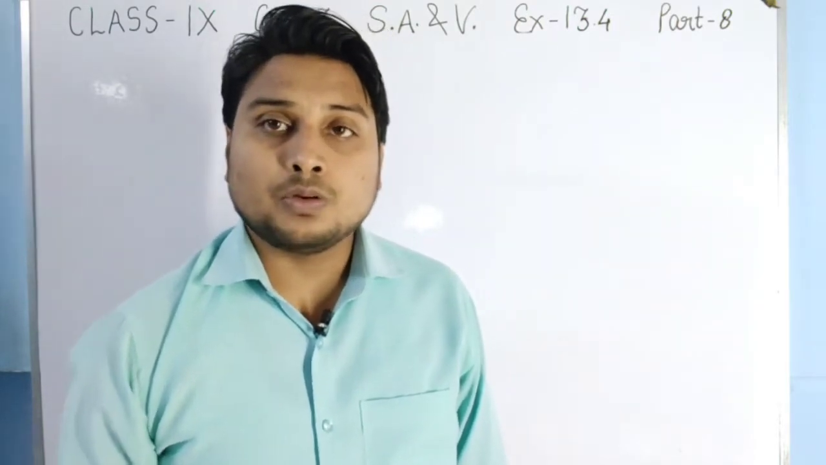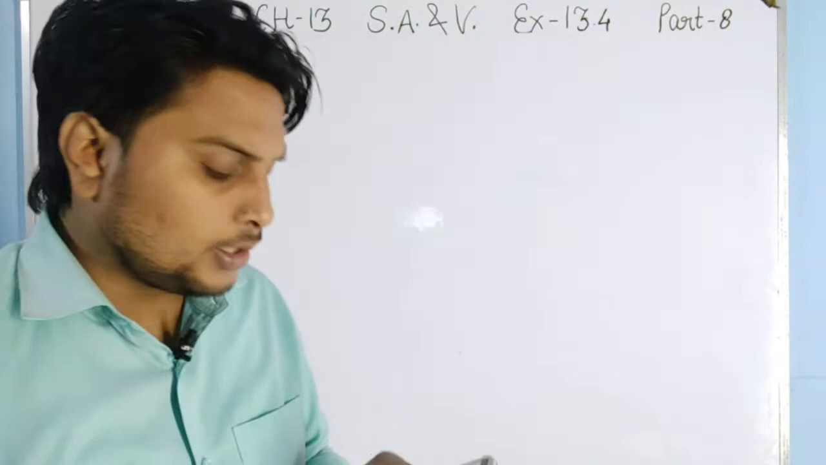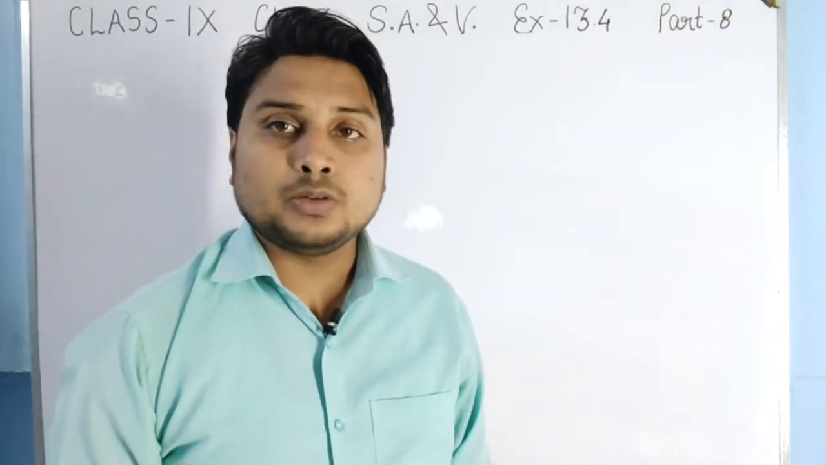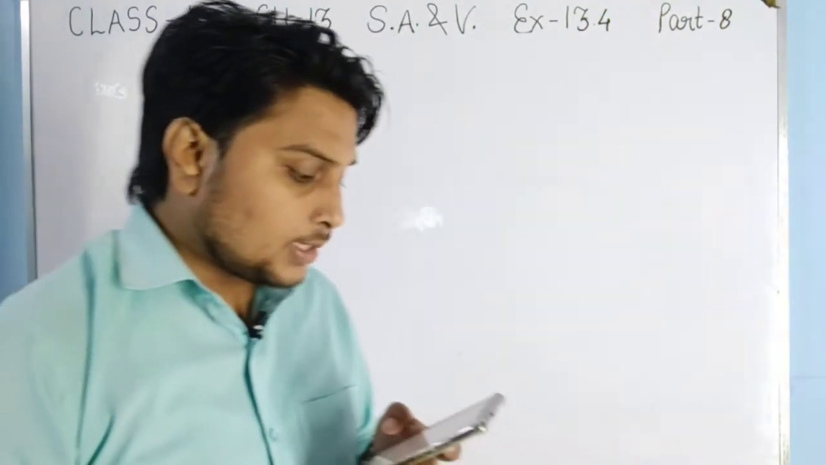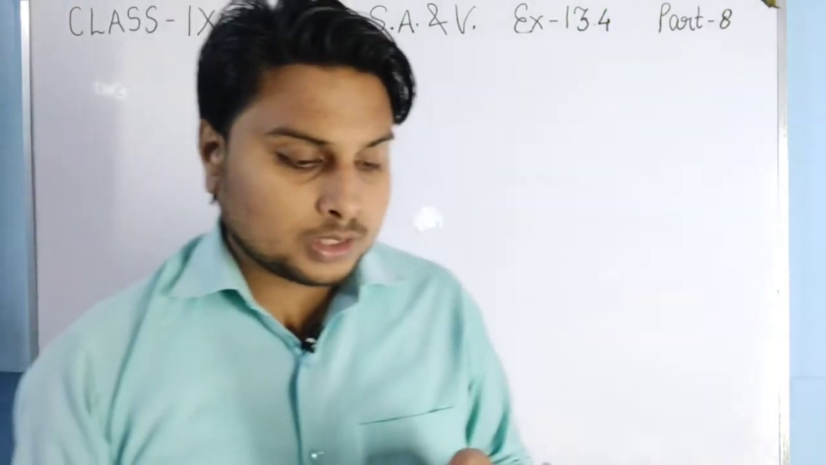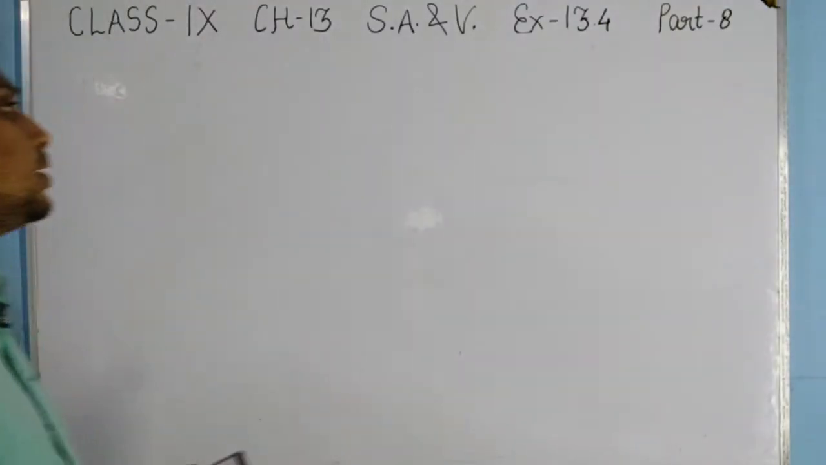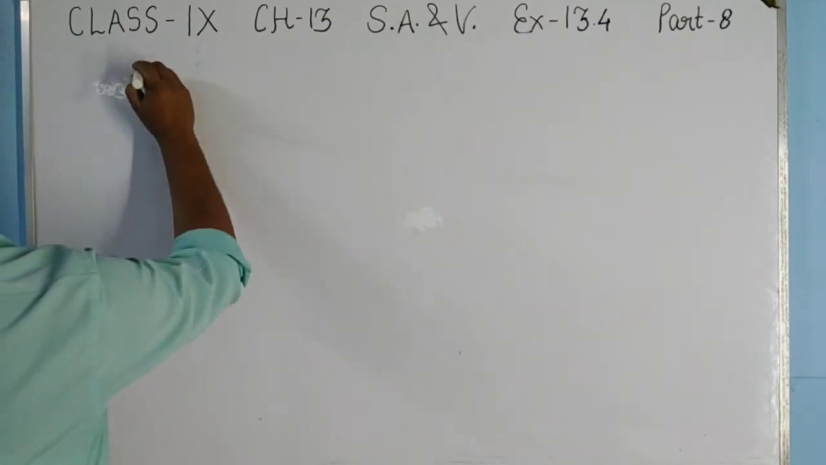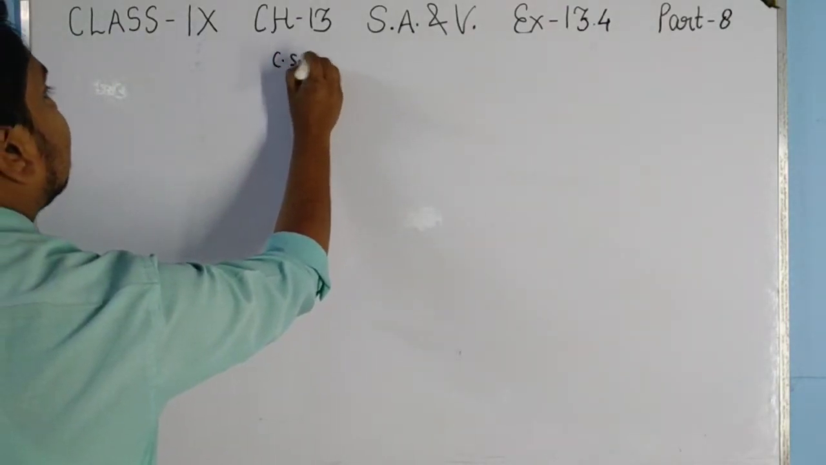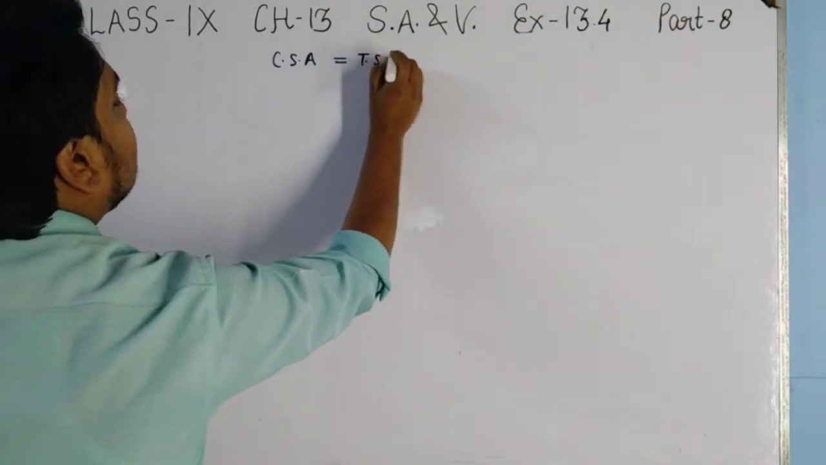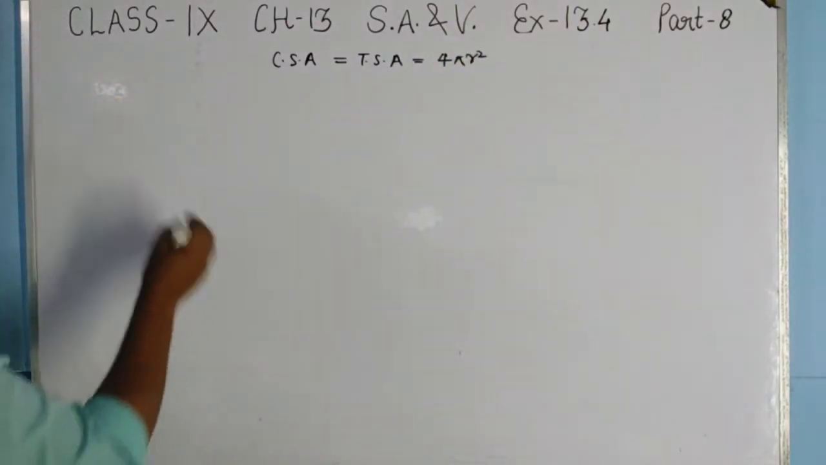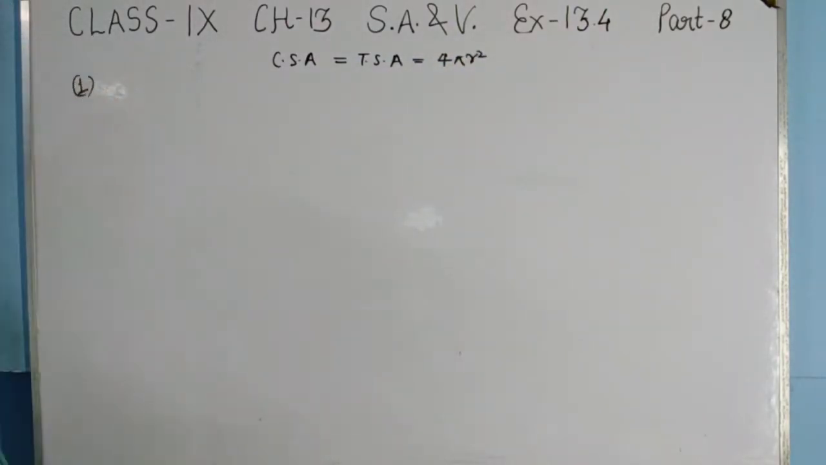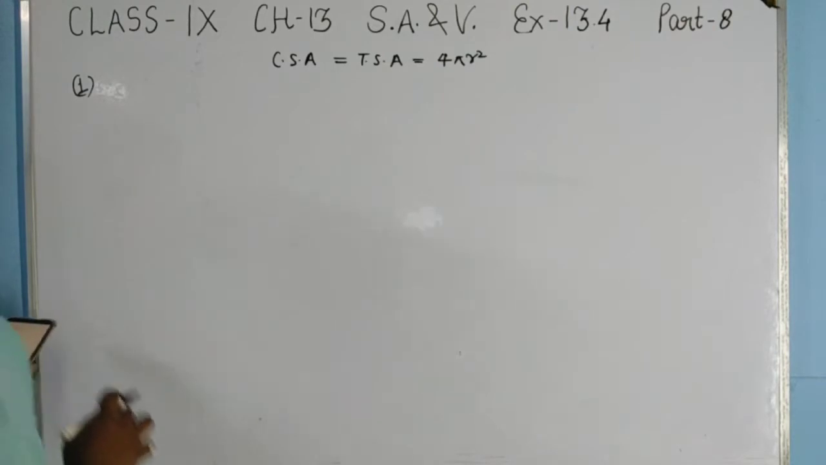So students, let us start exercise 13.4 and keep your NCERT book with you, so that you will not face any problem. The question from exercise 13.4 is: find the surface area of a sphere whose radius is given. I have told you that the curved surface area and the total surface area of a sphere is equal to 4 pi r square. So if you have the radius, you will not face any problem to find the surface area of the sphere.